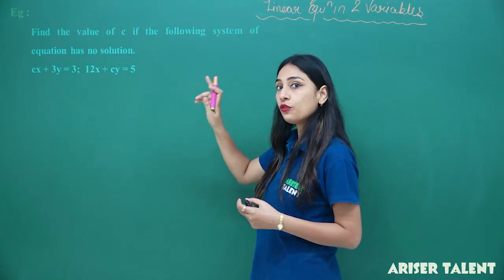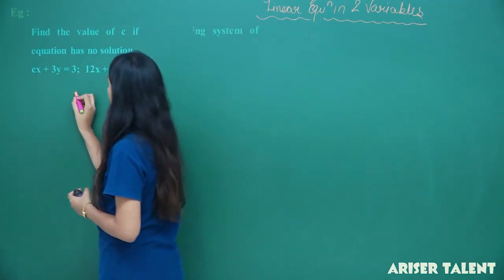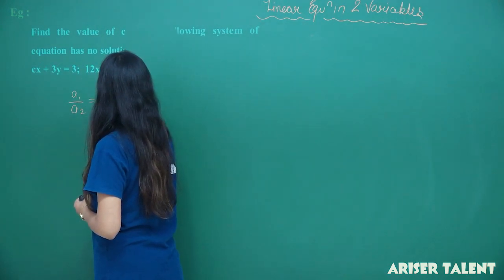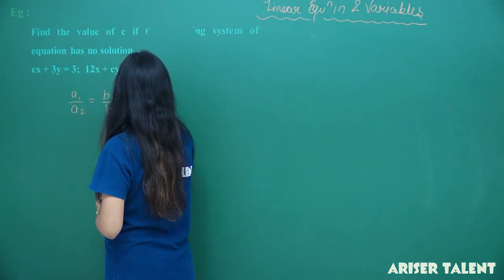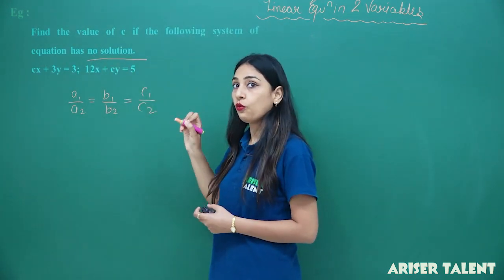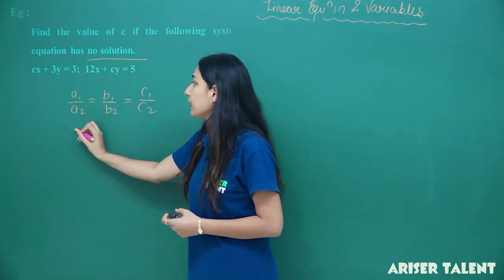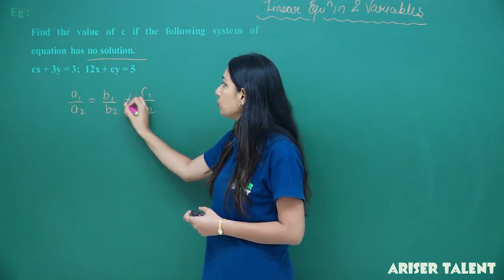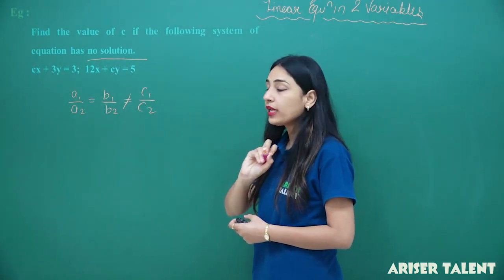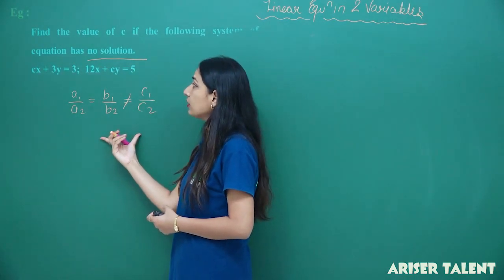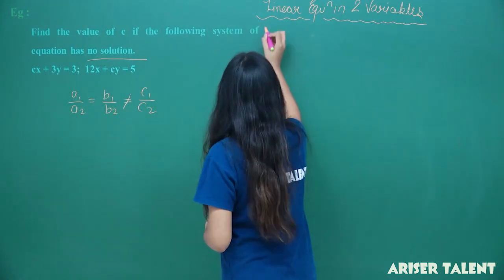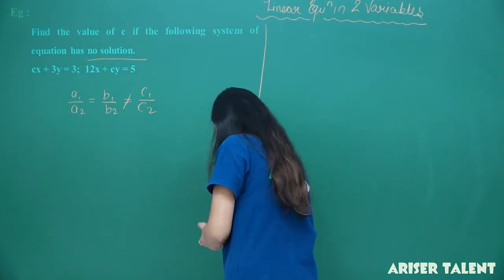This is having no solution. For that, what should be done? We only have these ratios. For the condition of no solution, what should we have? A1 by A2 equals B1 by B2 should not be equal to C1 by C2. So we are going to follow only this and find out the value of C. Okay, so let's start this question.